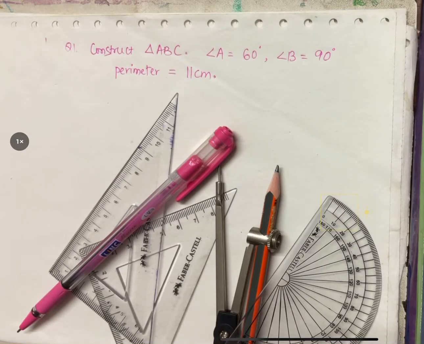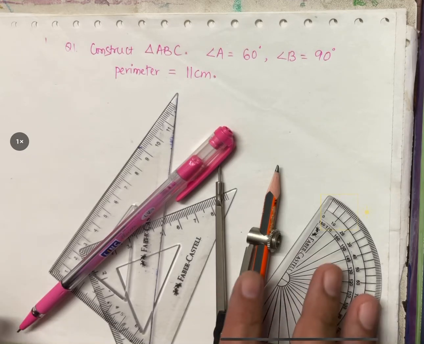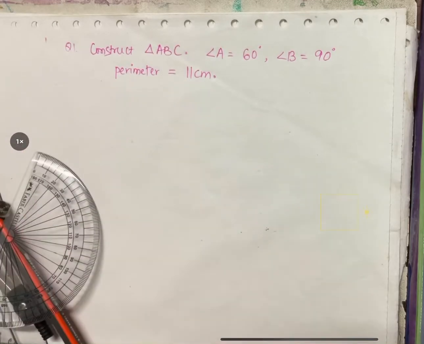The question is, construct a triangle ABC in which angle A is 60, angle B is 90, and the perimeter is 11 centimeter. Okay, let's try to understand the rough figure of this question.